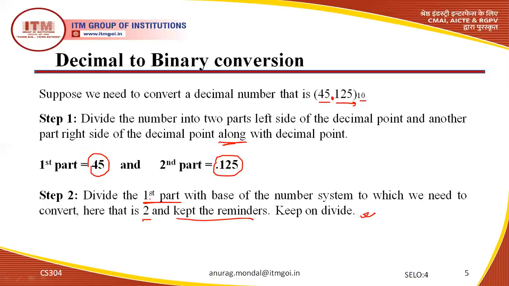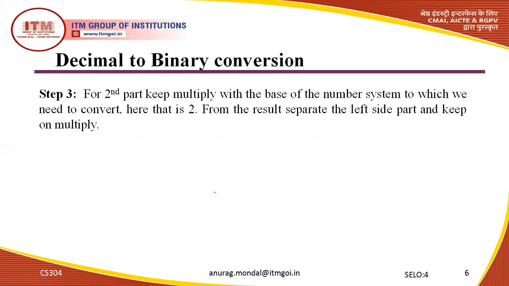we have that first part, we need to divide with the base of the number system to which we want to convert. We want to convert to binary. So we need to divide the first part with 2 and keep the remainders. So we have the first part, that is 45. We need to divide this part with 2. Okay. So after dividing, we have 22 and we have remainder, that is 1, and we have to keep this remainder.